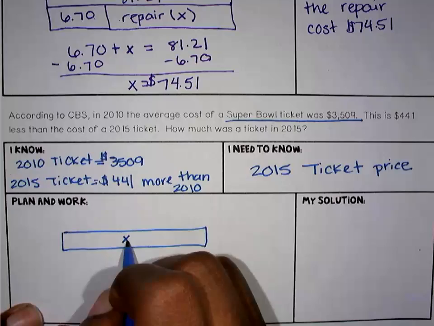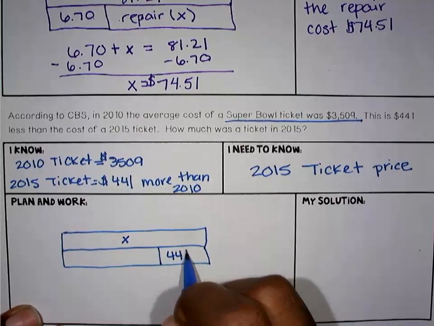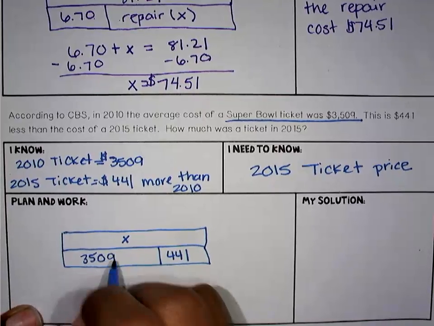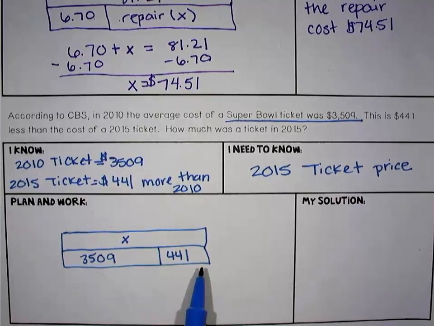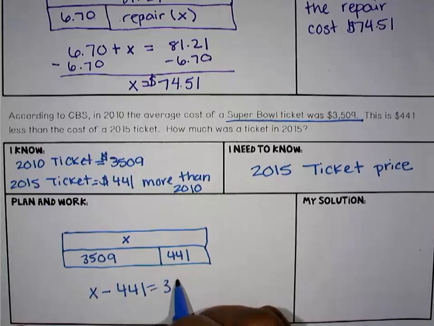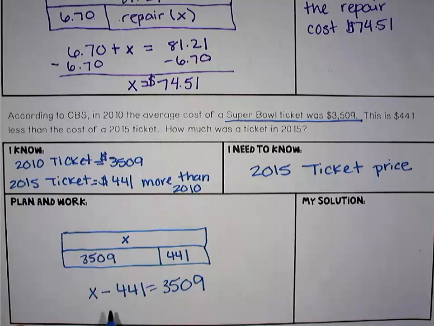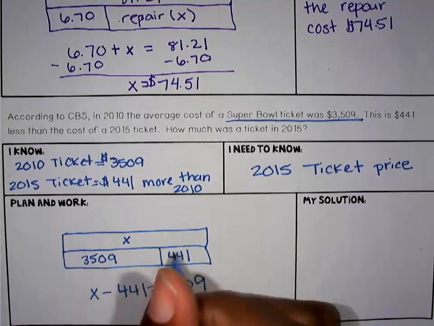We're looking for X now. We don't know how much that 2015 ticket costs, but at the bottom, we know 441 and 3,509, right? Because if you were to show this in an equation, you'll have X minus 441 equals 3,509, where this is the 2010 ticket, and in order to find it, you would have to add that 441 to this to figure out how much, because it is that much more than it.